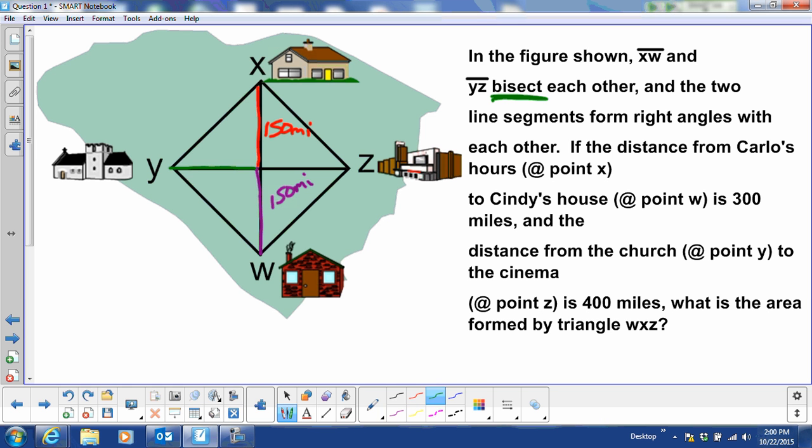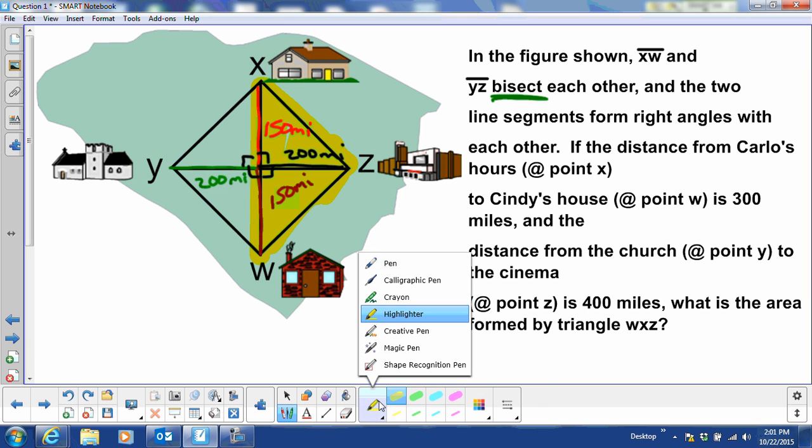From here to here is 200 miles. And from here to here is 200 miles. So the question says, if all of that's true, and let's not forget that these are right angles, what is the area formed by triangle WXZ? Well, triangle WXZ would be W to X to Z. That would be this triangle.